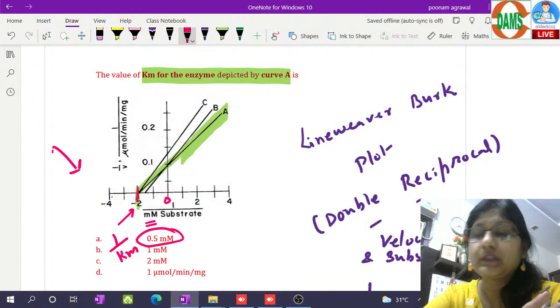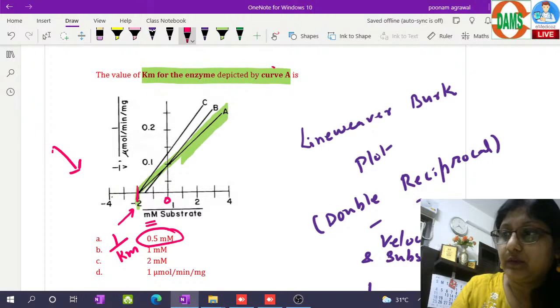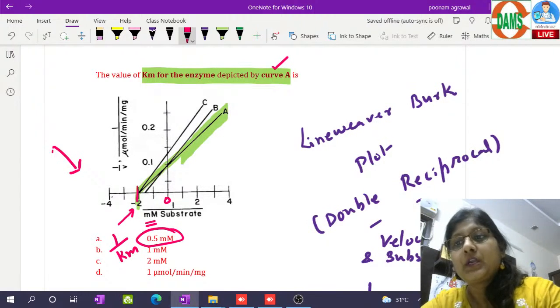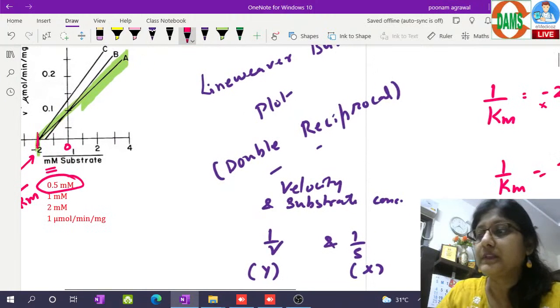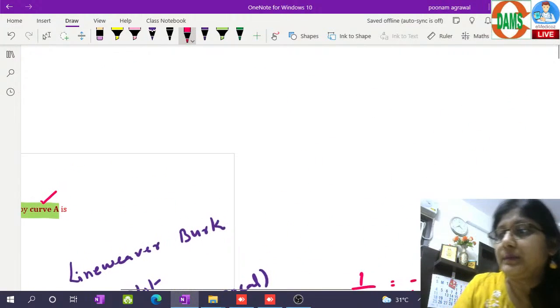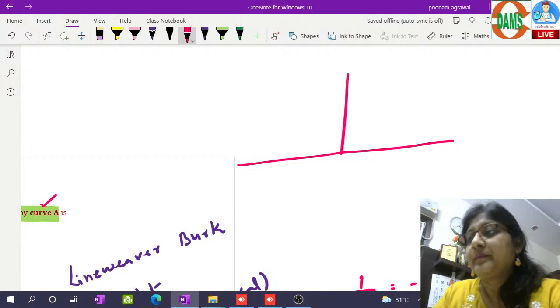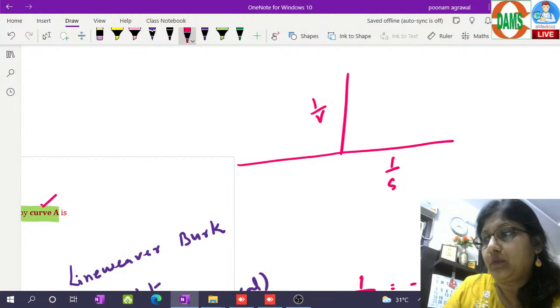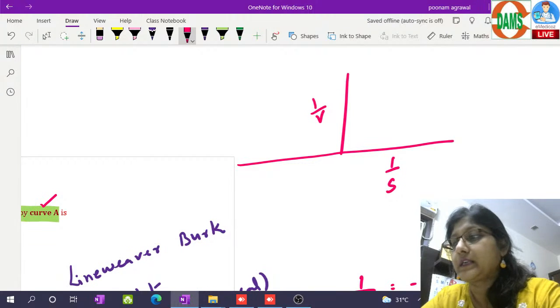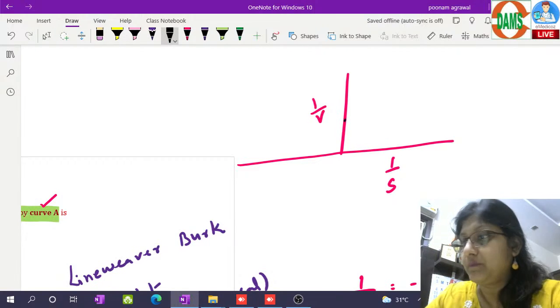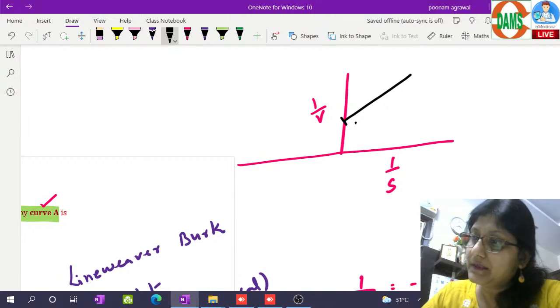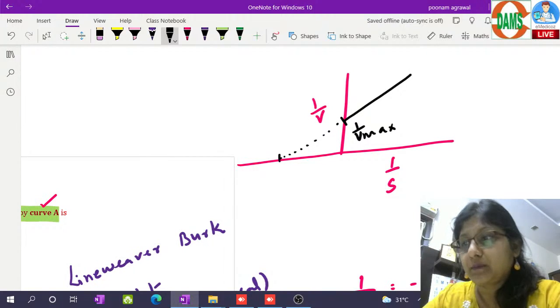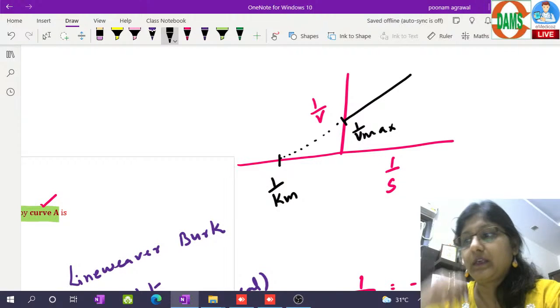This is a Lineweaver-Burk plot, and they're asking you what is the Km value of the enzyme which is represented by curve A. So to solve this question, you need to be familiar with the Lineweaver-Burk plot, which otherwise is called the double reciprocal plot. It is called this because here the enzyme kinetics is studied using 1/velocity and 1/substrate values, which are drawn on the y and x axis respectively. For a particular enzyme, the kinetics is shown by a linear line which intersects the y-axis at 1/Vmax, and when it is extended to the minus x-axis, the point where it meets represents the 1/Km value.